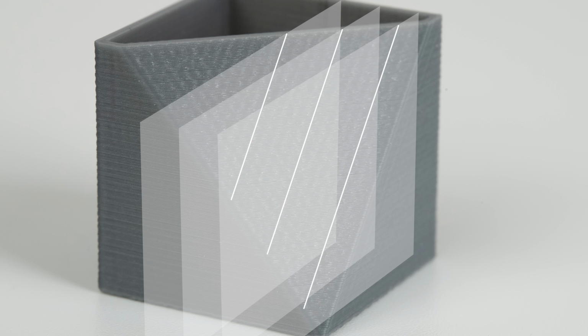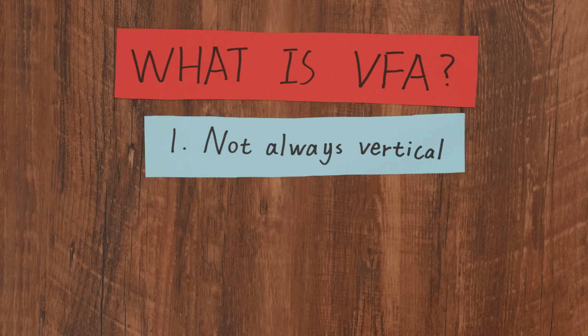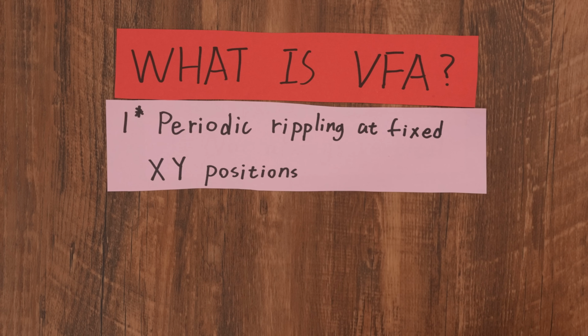If we connect these ripples in space, they are all aligned on these evenly separated planes parallel to the XY axis. The VFA positions relative to XY are fixed. The so-called VFA is a periodic rippling across the whole print surface that appears on fixed XY positions.